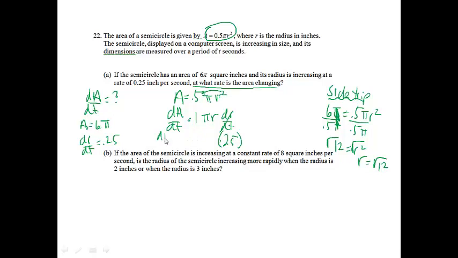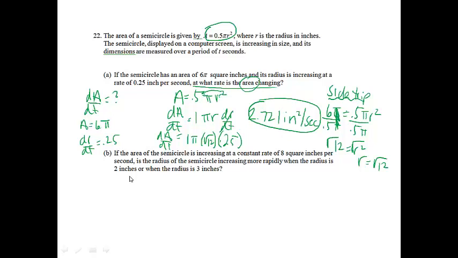So here we'll have dA dt is equal to 1 pi times the square root of 12 times 0.25. And I actually came up with an answer for that, and I found out that my answer was 2.721. And it said, how fast is the area changing? If my radius is measured in inches, the area would be measured in inches squared per second. So that would be my answer for that part.